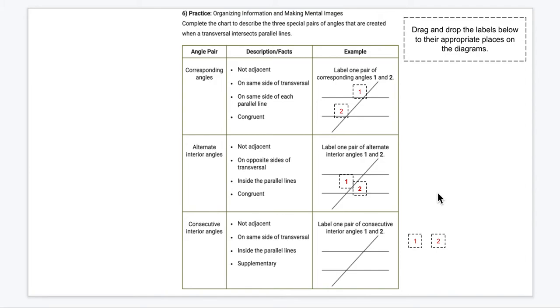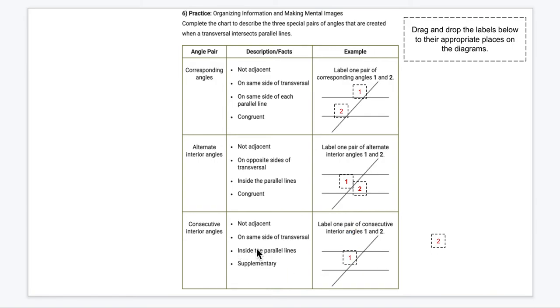And then finally, I have consecutive interior angles. So I know that they're not going to be adjacent. They're going to be on the same side of the transversal, inside the parallel lines, and supplementary. So I want to pick my interior angle, so I'm going to place angle 1 here again, because that's one of my interior angles. I could have placed angle 1 here as well, but it's just personal preference. So I'm just going to place angle 1 where I had it before.